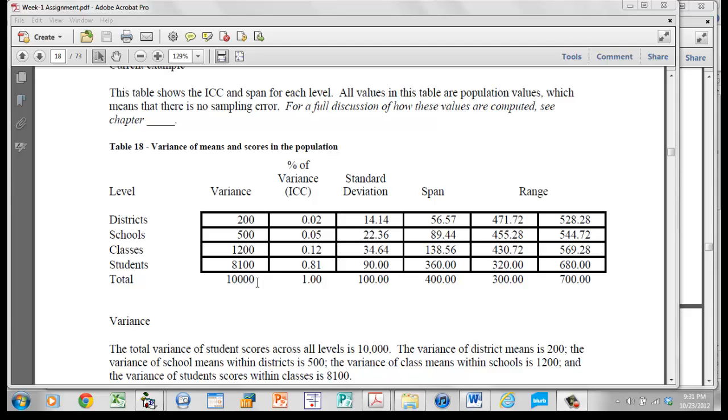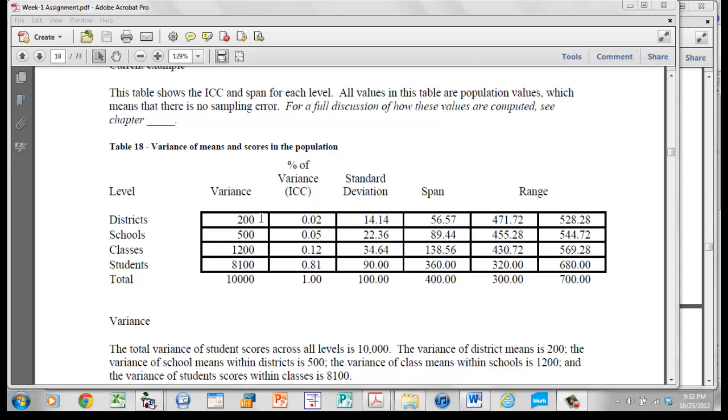Now, a basic point that applies to analysis of variance that all of us are familiar with from basic statistics is that variance can be partitioned into its component parts. But that variance can be partitioned as follows. 8,100 points out of that variance is going to be the variance of student scores about the mean within a class. So in other words, if we go to a particular district, and then in that district we choose a school, and in that school we choose a class, within that class we look at the students, the variance of the student scores inside of that class is going to be 8,100.